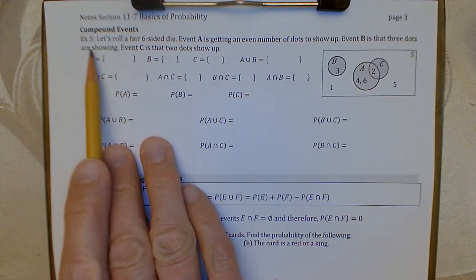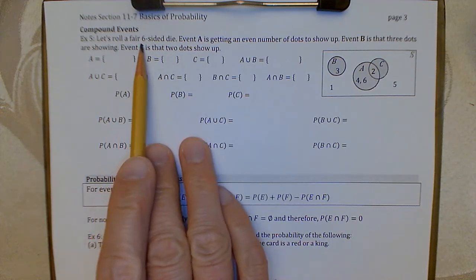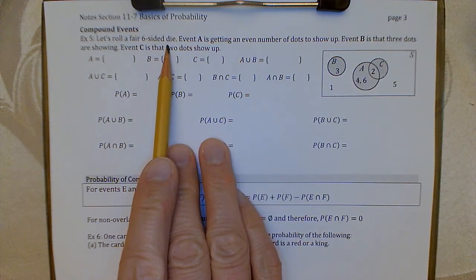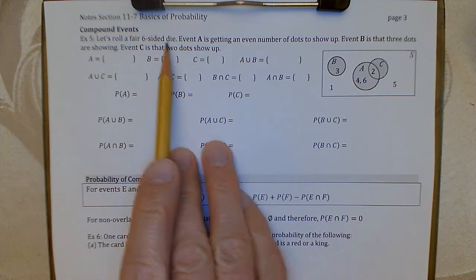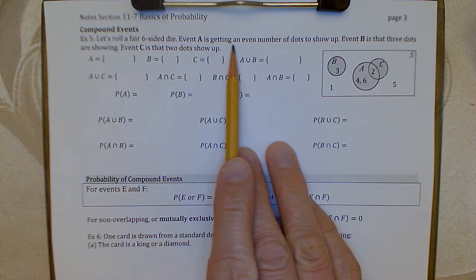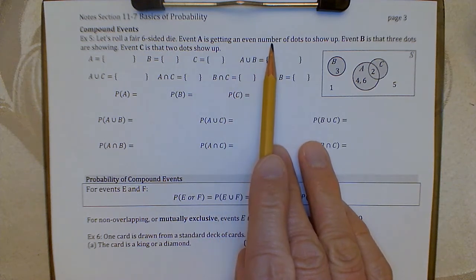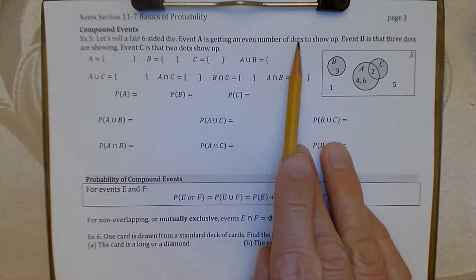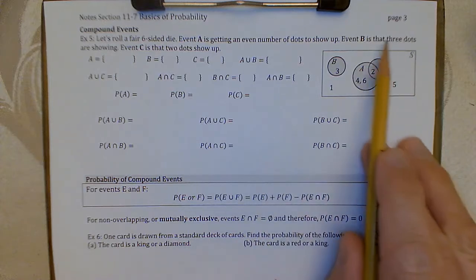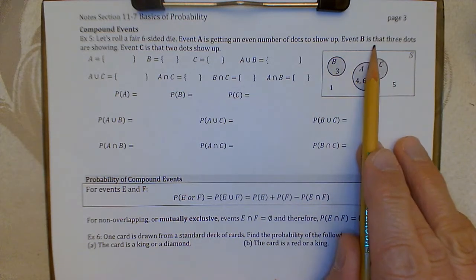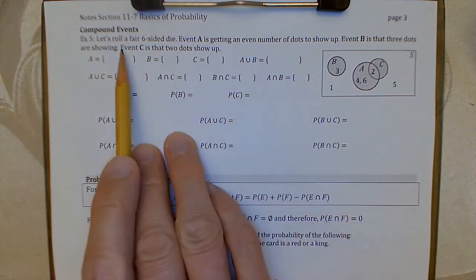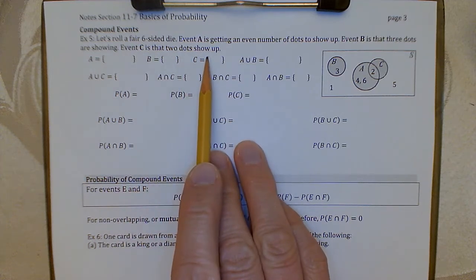So example 5. Let's roll a fair six-sided die. That's a standard die with sides 1 through 6. Let event A be the event that you get an even number of dots to show up on the top of the die when you roll it. Event B is that 3 dots show up, and event C is that 2 dots show up.